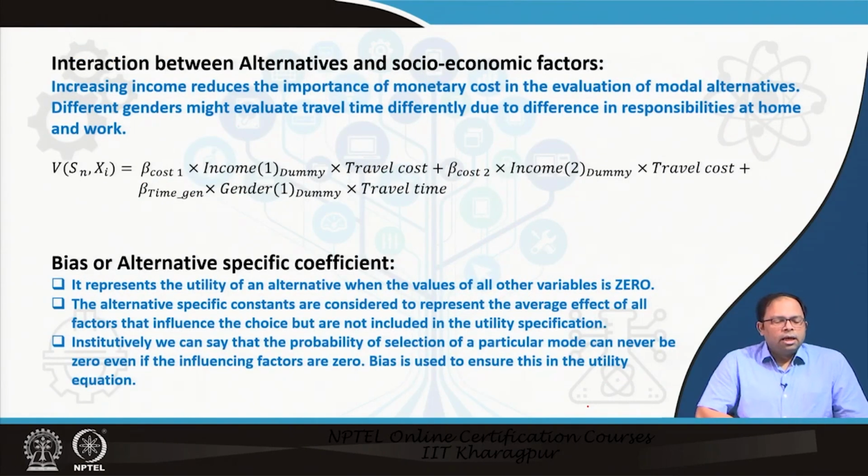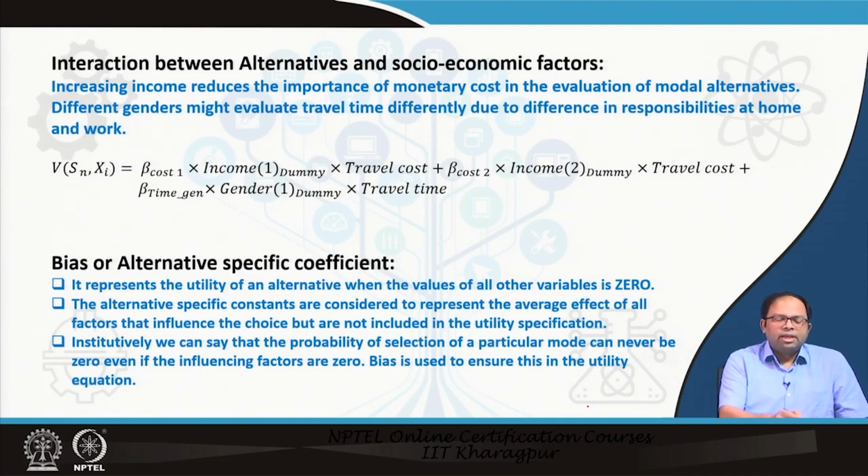In addition, there are also interaction terms between alternatives and socioeconomic factors. For example, increasing income reduces the importance of monetary cost in the evaluation of modal alternatives, and different genders might also evaluate travel time differently due to differences in responsibilities at home and work. That means every individual may consider a particular attribute in different ways, because these 2 factors are not independent. Gender and travel time are not independent. A particular gender considers a particular travel time together.